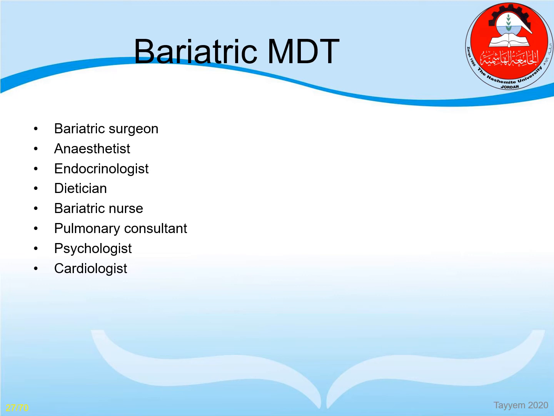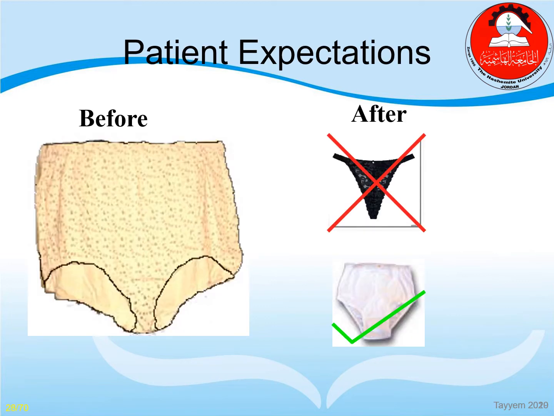To achieve the best outcome from bariatric surgery, a bariatric multidisciplinary team should be available to manage such patients. The bariatric MDT members include the bariatric surgeon, anesthetist, endocrinologist, dietitian, bariatric nurse, etc. Patient expectation should be reasonable, and the patient should be aware that they will not become models after surgery. It will only reduce their weight and eventually reduce their risk of having the obesity comorbidities.